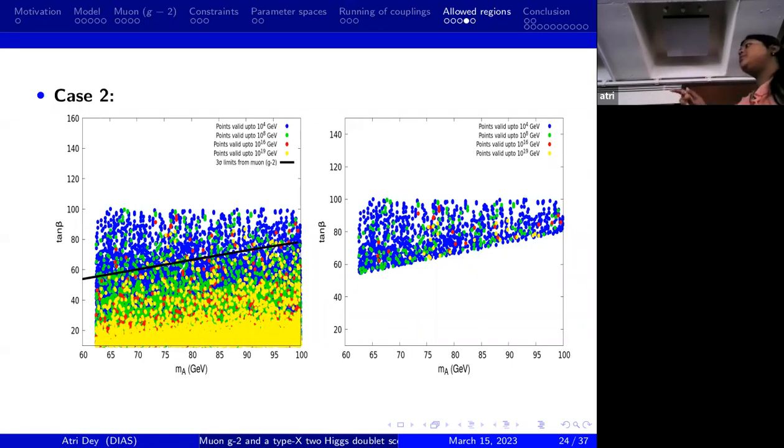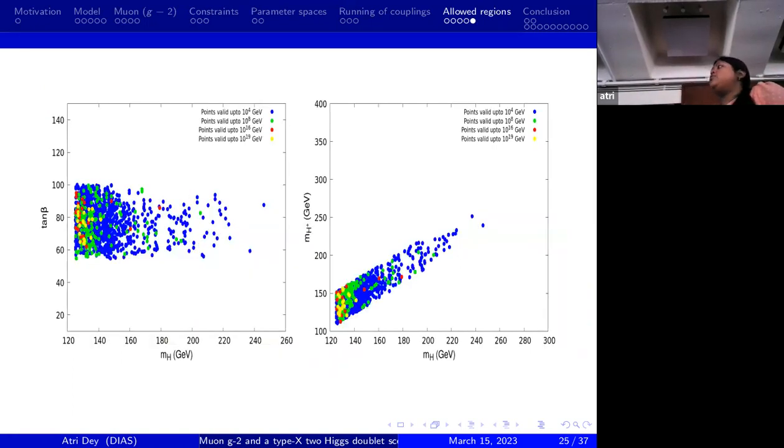Case 2 is the right sign region, and we can have similar kinds of plots here also. We can see that in the right sign case, we can have a regional parameter space which is valid till the Planck scale also. When MA is greater than MH by 2 and tan beta is very large, and our two CP even states and our charged states are all nearly degenerate, then we can have a regional parameter space which is valid till the Planck scale.